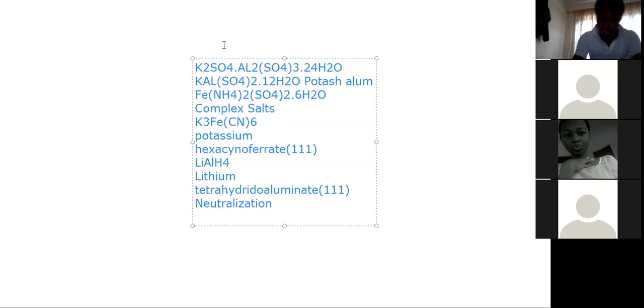So let's explain them. Now, when we say a basic oxide, we are saying that a basic oxide is a metallic oxide which reacts with an acid to produce salt and water. So a basic oxide will react with an acid to produce salt and water.